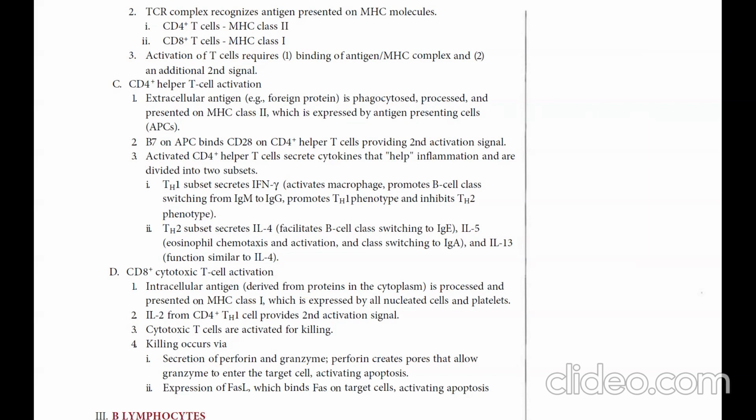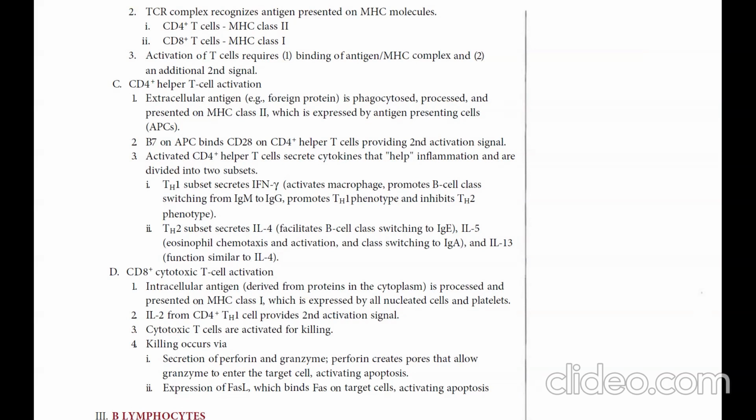The T helper 2 subset secretes interleukin-4, which facilitates B cell class switching to immunoglobulin E, interleukin-5, which promotes eosinophil chemotaxis and activation and class switching to immunoglobulin A, and interleukin-13, which functions similarly to interleukin-4.